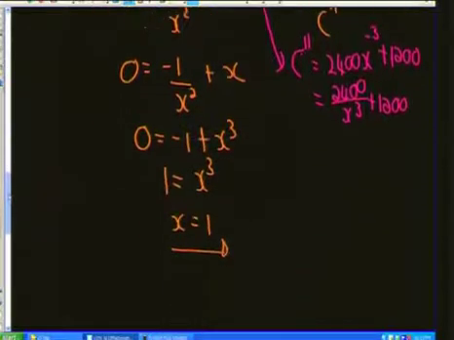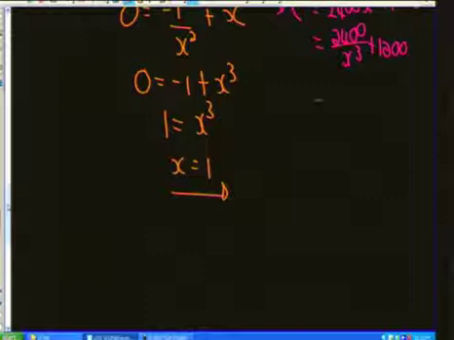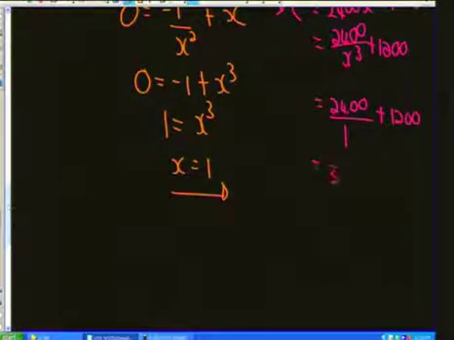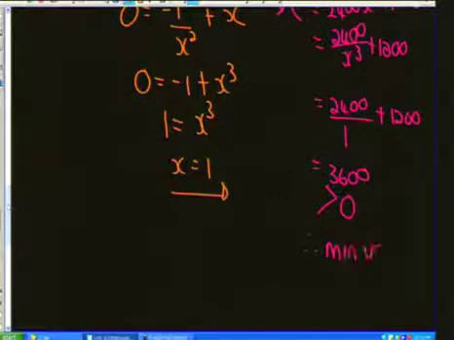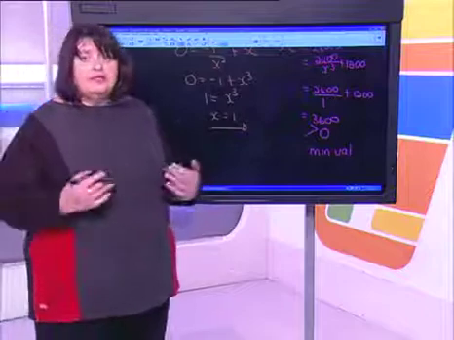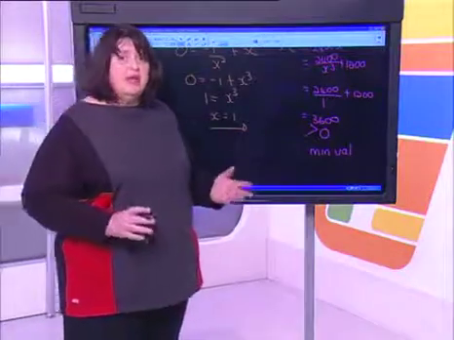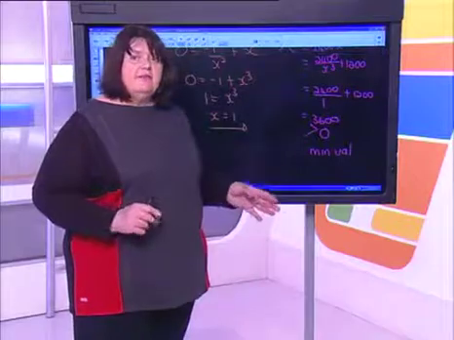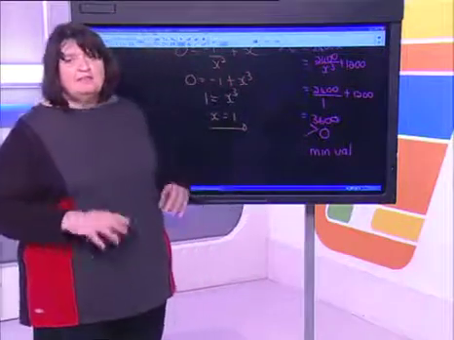Now, we're going to take the value we got for x and put it in there. And if we do, we're going to get 2400 over 1 plus 1200, which is 3600, which is greater than 0, and therefore, is that a min or a max? Well, it's positive, so it's a minimum value. So it turns out you only got one value. Well, I don't think they would have asked you the question if it couldn't work out. So you can be safe in saying it's a minimum, but just worth remembering, if the second derivative is positive, it's a minimum. If the second derivative is negative, it's a maximum.